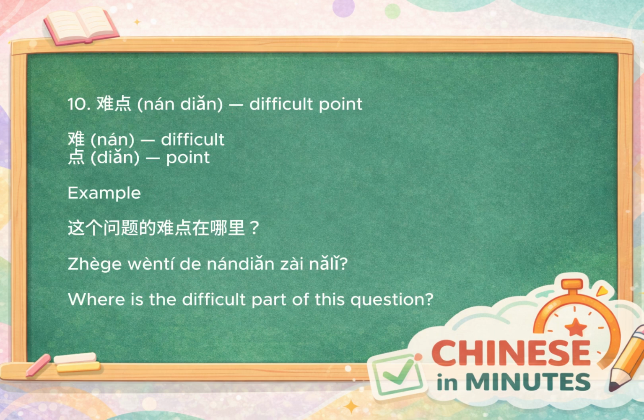The 10th word is 难点. This means difficult point or hard part. It is made up of 难, meaning difficult, and 点, meaning point. Literally, it means the point that is difficult, and in real usage, it refers to the hardest part of a task or question. For example, 这个问题的难点在哪里 means where is the difficult part of this question? This word is very common in study and problem-solving situations.